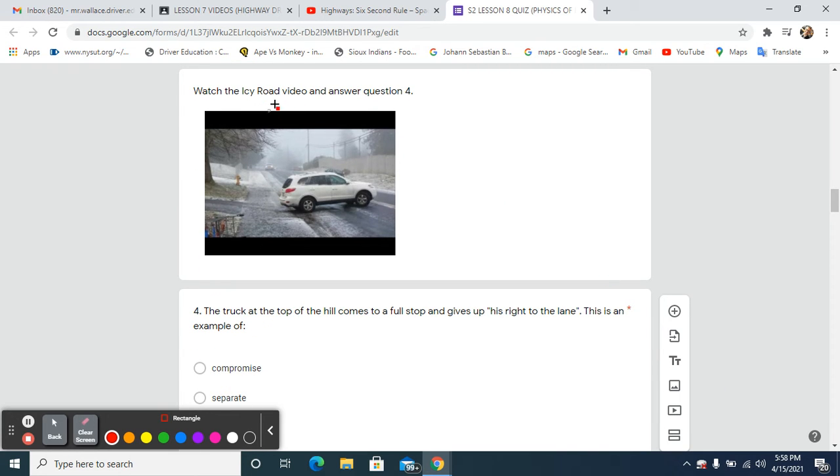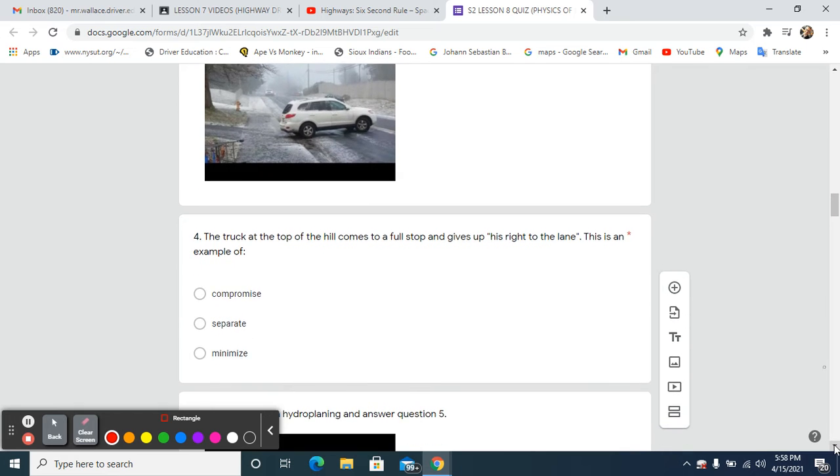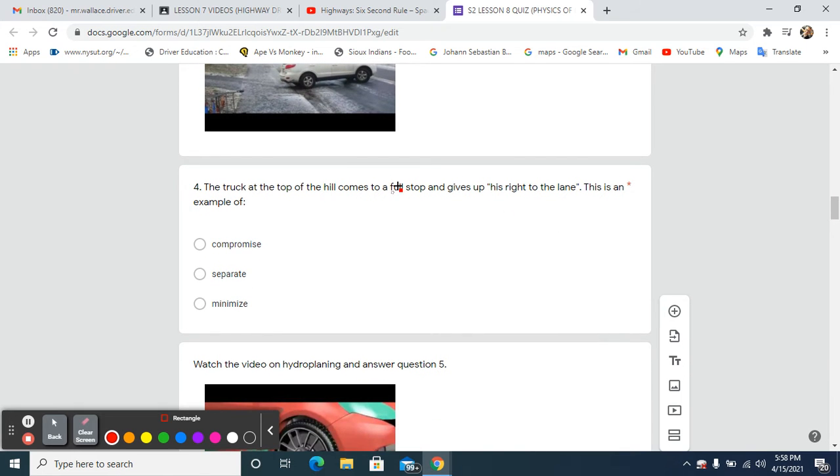Okay, well, after watching this video on icy roads, we see a truck that decides to come to a full stop. Okay, and he gives up his right to the lane and allows this white car to kind of swerve around and so on. This is an example of compromising.